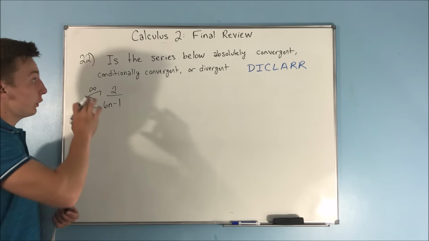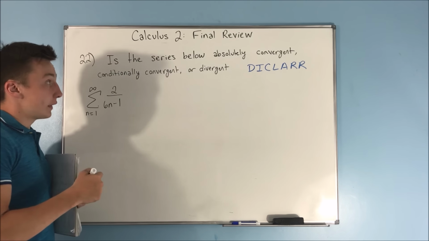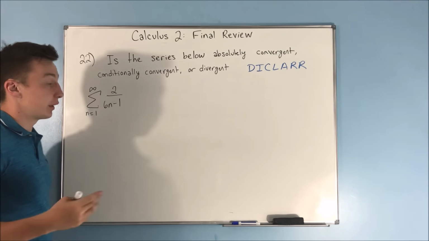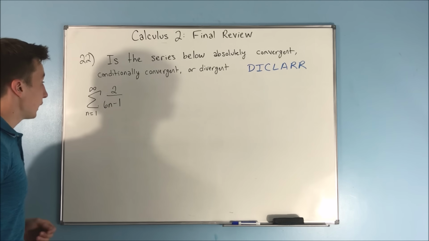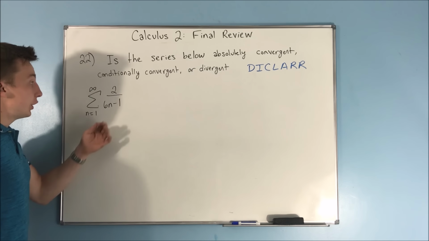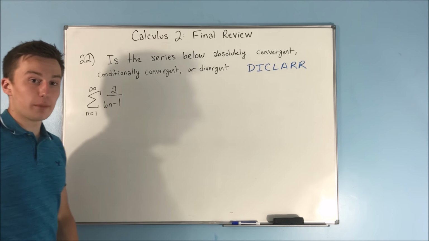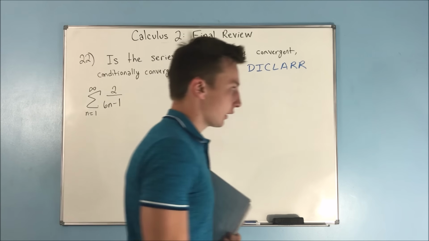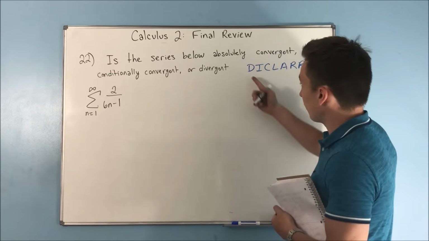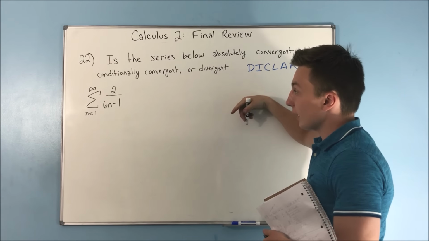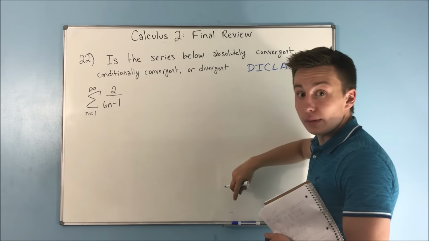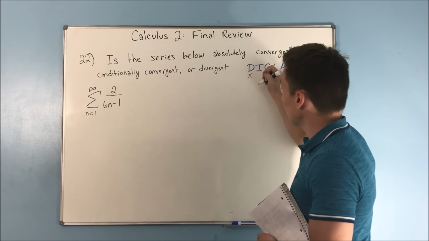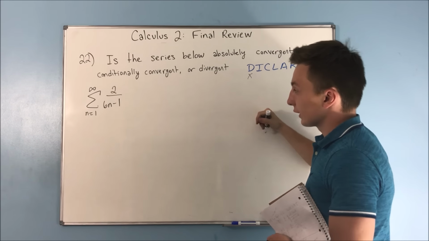Next, we want to again see if the series below is absolutely convergent, conditionally convergent, or divergent, and we have the sum from n equals 1 to infinity of 2 over 6n minus 1. Now here, let's do our series tests. First off, we have the test for divergence. Will we be able to do that here? We can, but the limit's going to equal 0. So the test for divergence is not going to help us. What about the integral test?